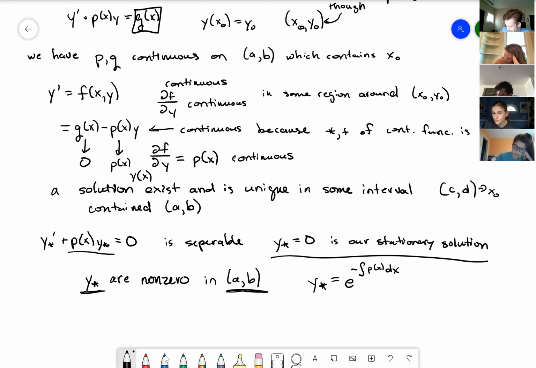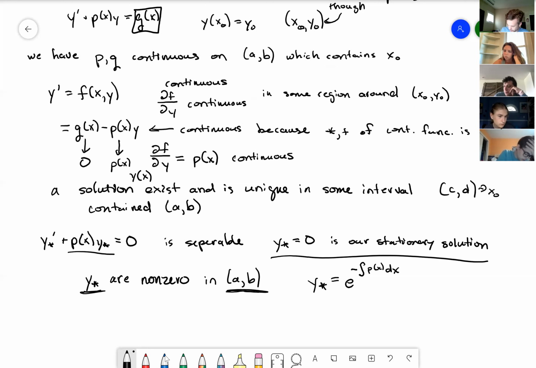And we know that e to the power of any real number is positive, and so this never ends up zero. Now, in the general form, we would write a constant in front of it, and that constant can be anything. When we set that constant equal to zero, that just corresponds to our stationary solution, so that's when y star is zero. Everything fits together nicely in that framework.